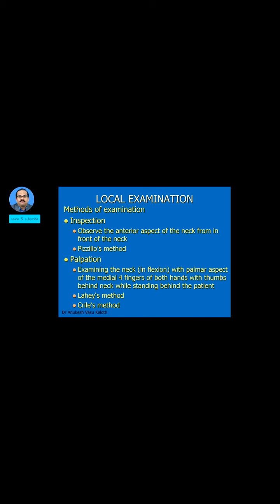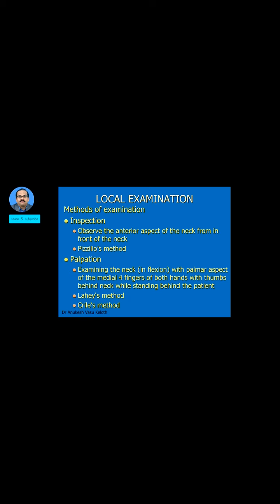The palmar aspect of the 4 fingers are feeling the sides of the front of the neck. That way you can feel the right lobe, left lobe, and the isthmus, while you flex the neck in the direction where you are palpating. So if it's the right side you're palpating, you flex it slightly to the right and feel for the thyroid right lobe. And you're standing behind. That is the method of palpation of thyroid gland.